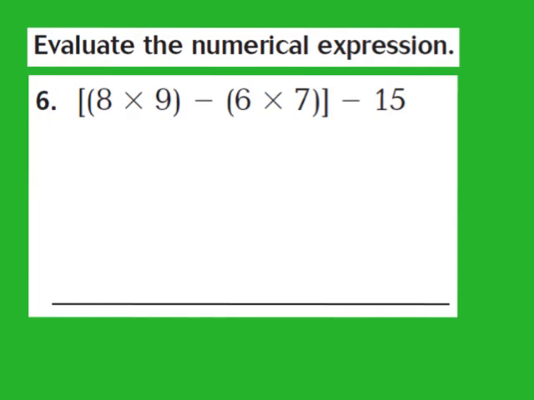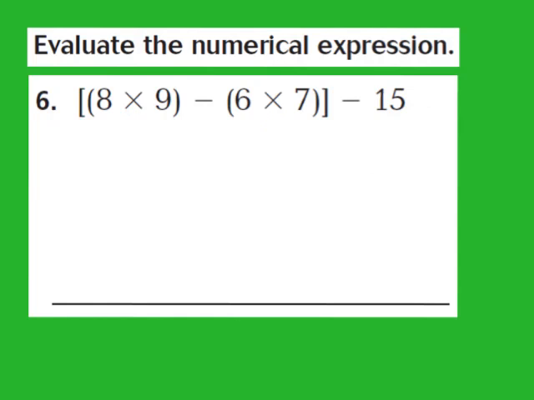Now, let's take a look at question number 6. Once again, our job is to evaluate the numerical expression. Now, for number 6, what they give us is, inside the brackets, I have in parentheses 8 times 9 minus, in parentheses, 6 times 7, and then outside of the brackets, I have minus 15. Now, once again, when I'm working with multiple grouping symbols like parentheses and brackets, we work from the innermost set to the outermost set. So what that means is I'm going to start with my parentheses first.